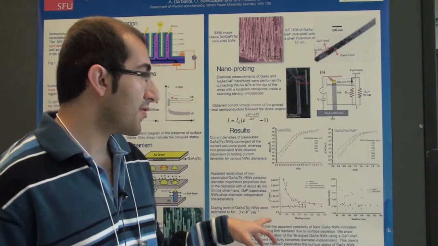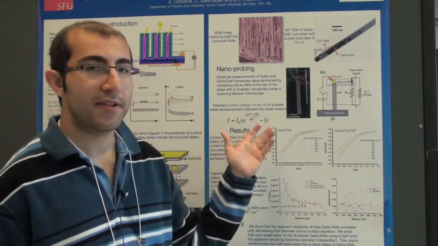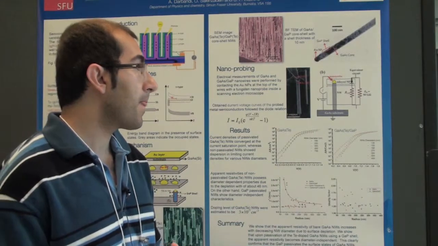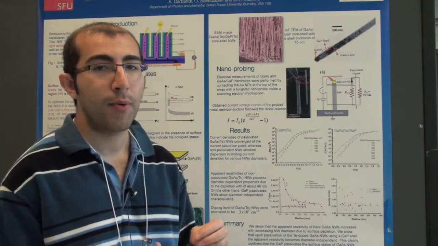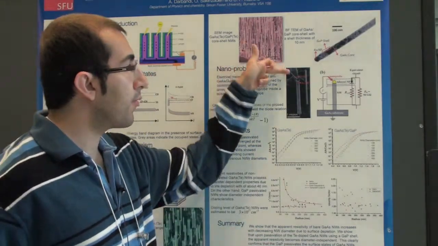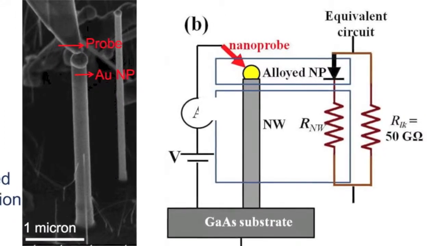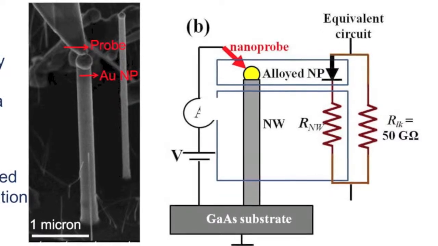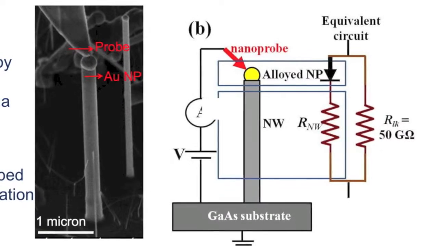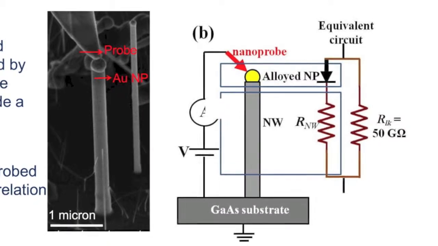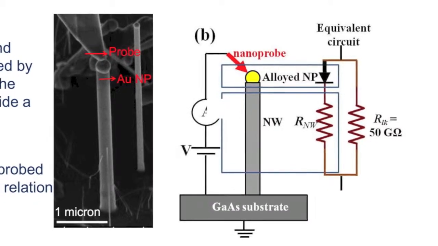And for this measurement, we use the nanoprobing technique, in which we use a tungsten probe. And we contacted the probe on top of the gold nanoparticle. And the gold nanoparticle is on the tip of the nanowire. And we apply an external voltage to the wire and we measure the current.